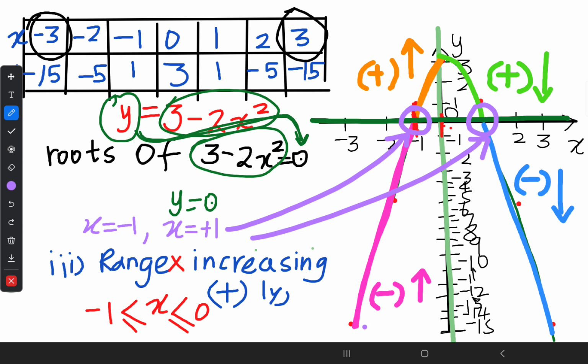How we found it? Y was replaced by 0. Y is equals to 0 means this is the x-axis. They are hiddenly asking you that when you drew a graph, where that graph intersected with the x-axis. Those two are the roots of the given function. So at two places this graph intersected with the x-axis, -1 and +1. Those are the two roots of the graph.